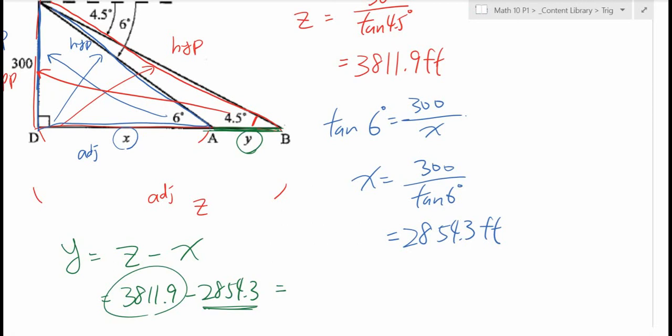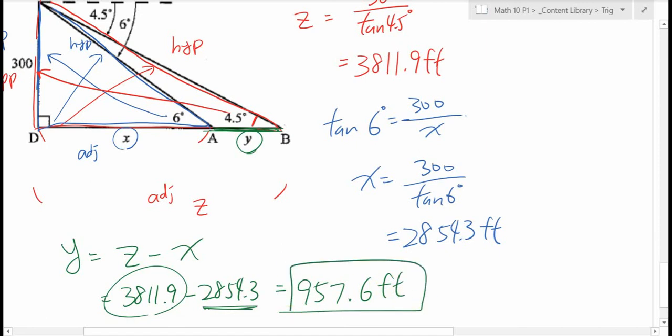But for the 2,854.3, use the answer button on the calculator, okay? So you don't need to round for the 2,854.3. But it's going to be 3,811.9 minus answer. Okay, again, use the answer button on the calculator. And this will give you 957.6 feet as your final answer.